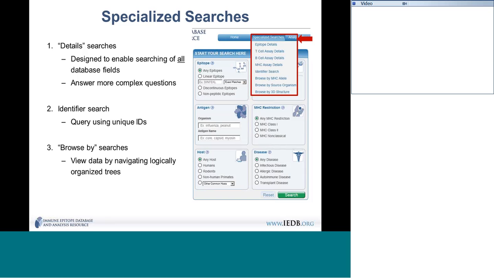We also have what you see here called the Identifier Search. The Identifier Search is essentially one way of accessing data using unique IDs, either IDs that we assign to our data internally or IDs that we get from other resources, for example, PubMed. And then lastly, I'll walk you through some of the browse by searches, which are ways of looking at data that's organized in trees, hopefully in a logical manner, very similar to the tree we've seen. The hope there is to navigate through these trees and drill down to data instead of performing a query and searching for it in that manner.